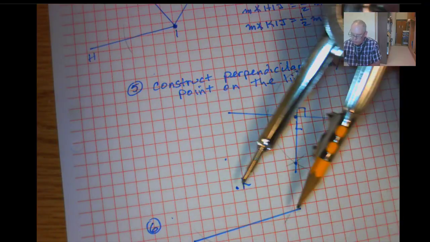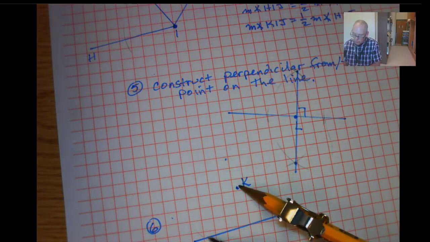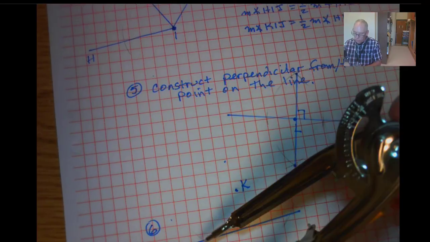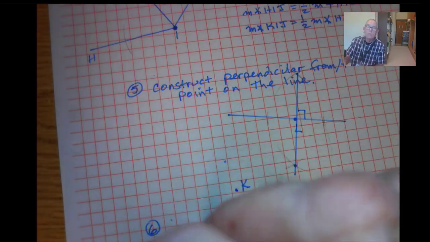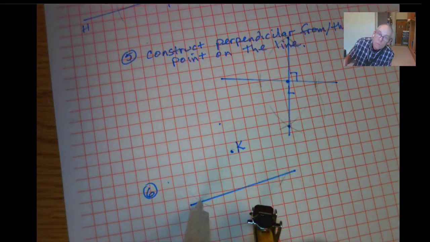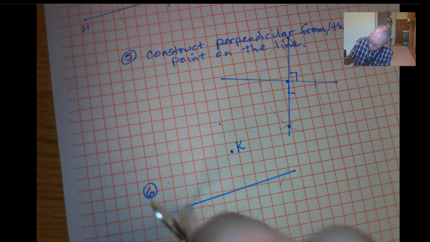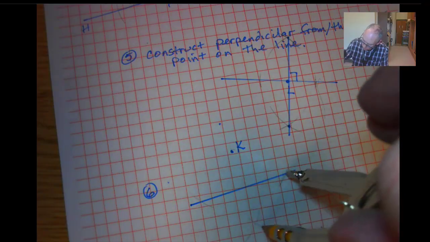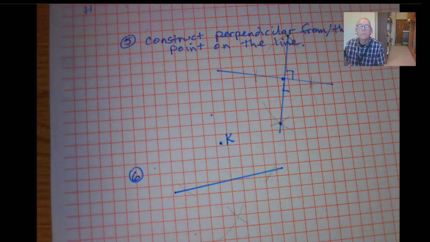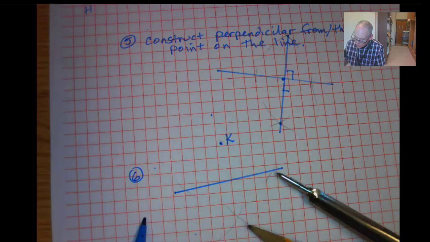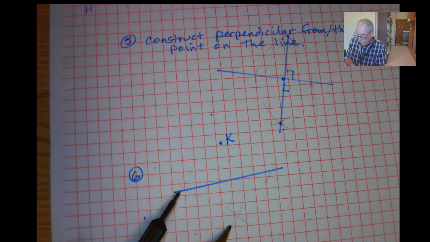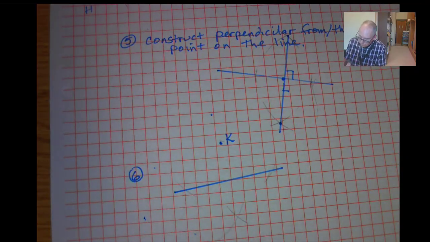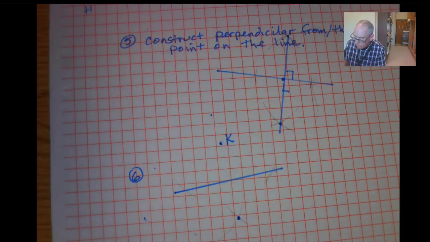So then I'm going to use those 2 points, make my compass a little bit larger, and I'm going to strike an arc down below. And from the other point with the same radius, I'm going to also strike another arc down below. Where those 2 arcs cross each other gives me the intersection point, and I connect that to my point K, and that will give me the perpendicular to the line.